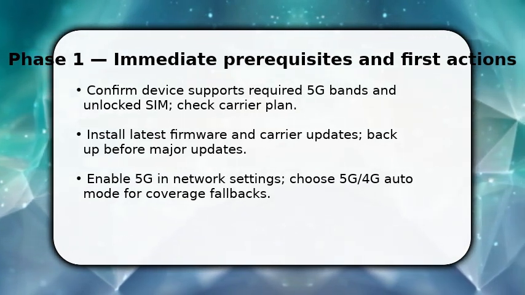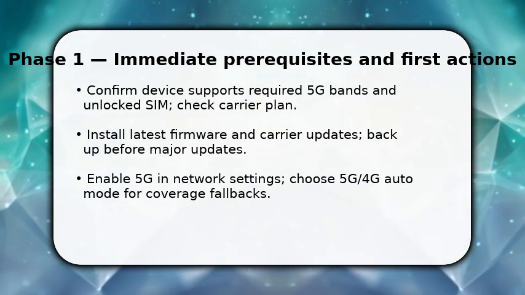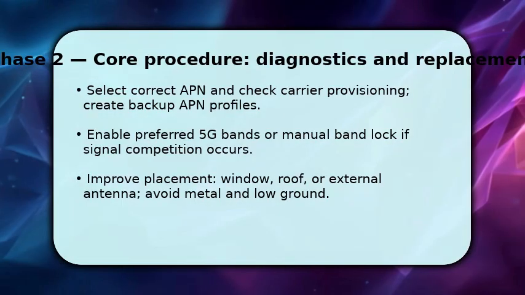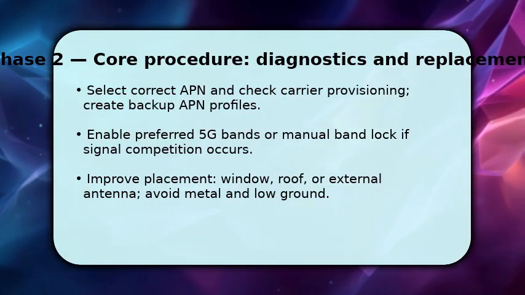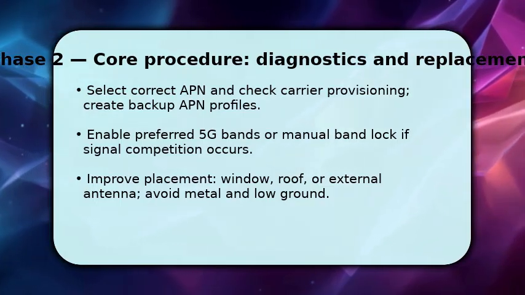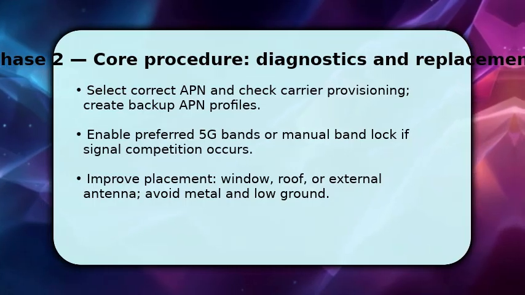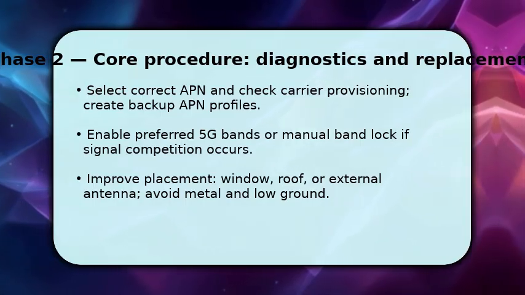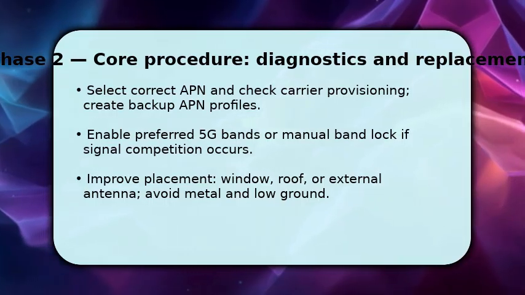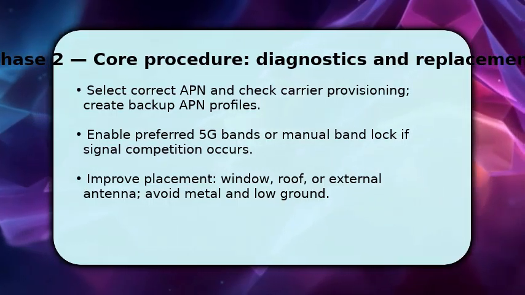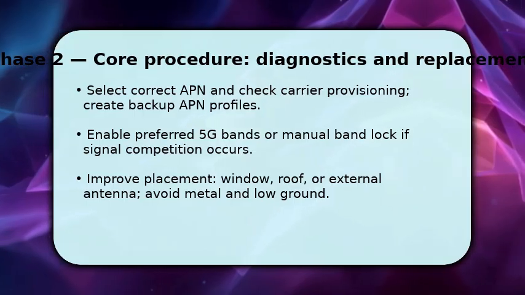Now you optimize the connection. Set the carrier APN exactly as provided. Incorrect APN prevents data even if registered. Once set, review network mode, and, if available, lock preferred NR bands that perform best in your area to reduce handovers. Use carrier aggregation and enable advanced radio features in developer or modem settings if present.